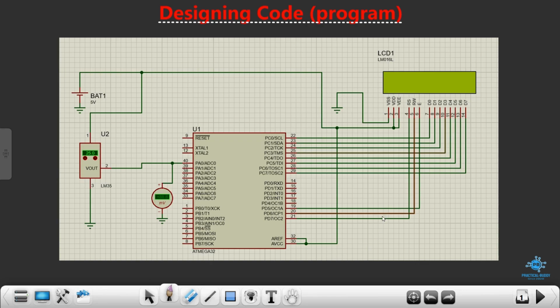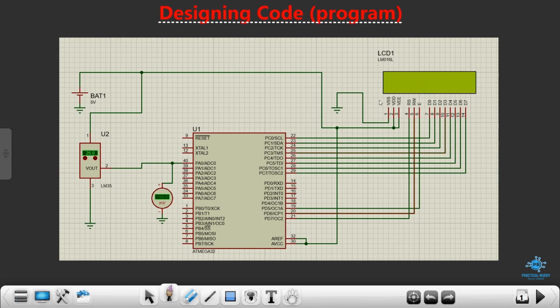I hope that you understood how exactly we have connected the input and the output system. The input system was the sensor, which we have connected to pin number 0 of port A. The output system is our LCD, through which we are going to display the output or the data that we want to show. We have connected the data pins to port C, and the RS, RW and enable pins, which are basically the controlling pins of our LCD, we have connected to pins 5, 6 and 7 of port D.